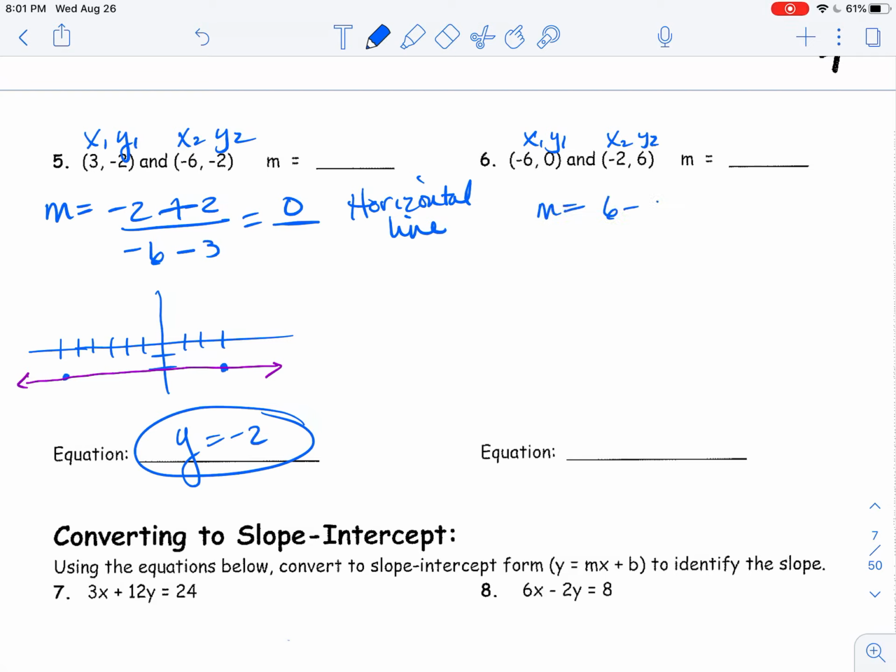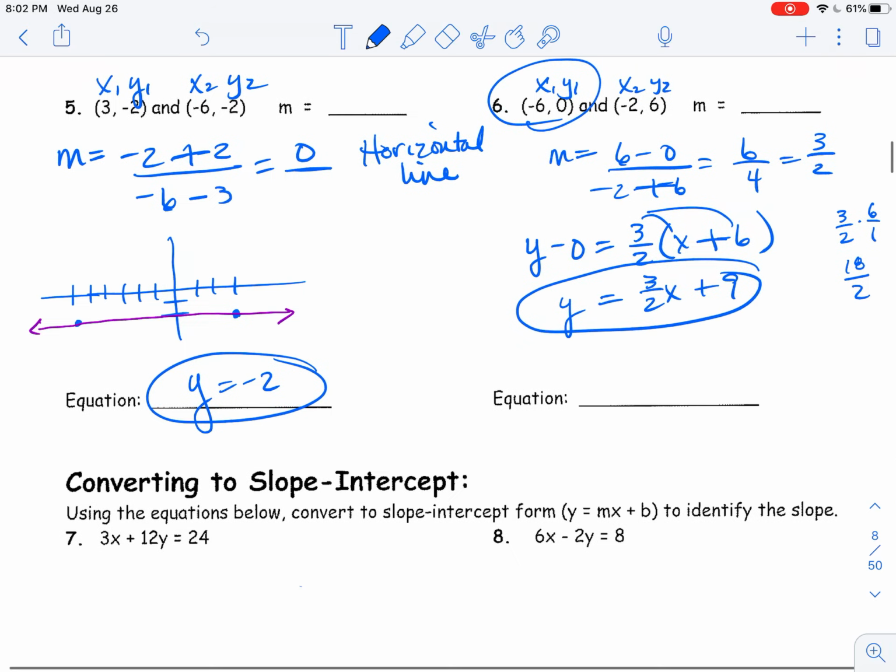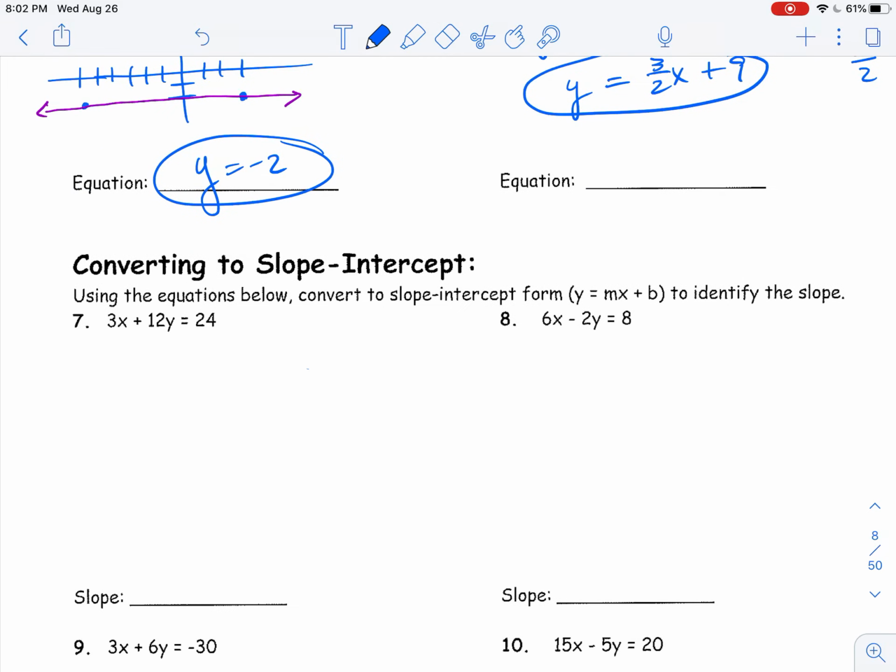Okay, find your slope. And then I'm going to go ahead and use this first point, just like I have been. y minus 0 is equal to m times x minus x1. Double negative is plus. If I distribute 3 over 2 to x, and if I multiply 3 over 2 times 6 over 1, that's going to give me 18 over 2, which is 9. And there's my equation.